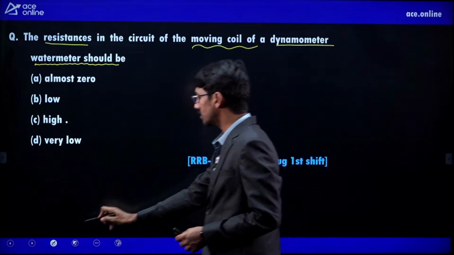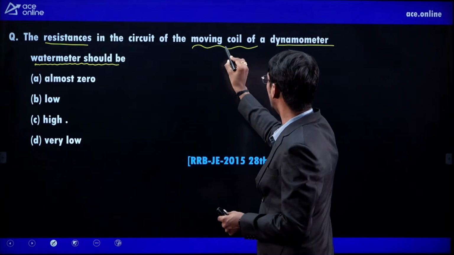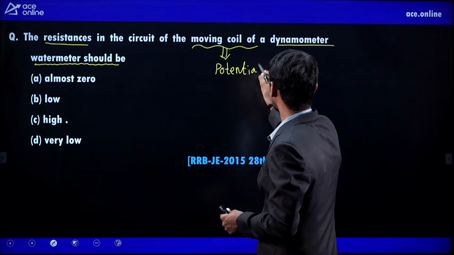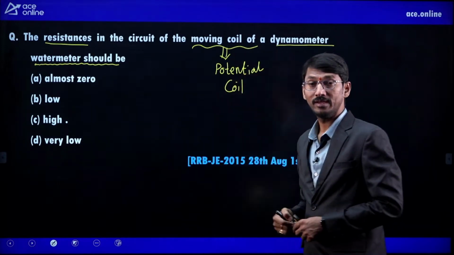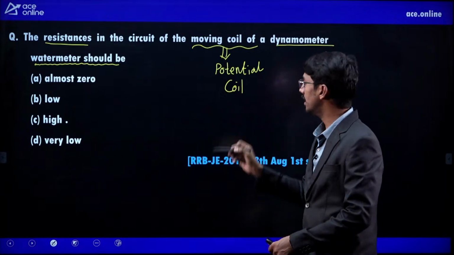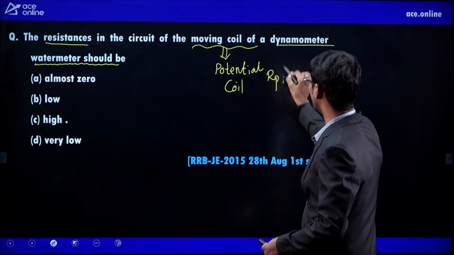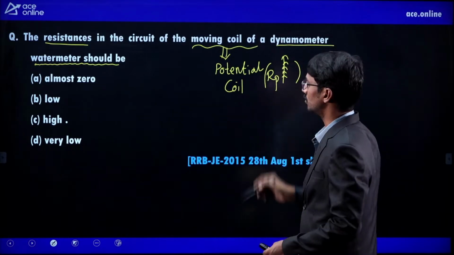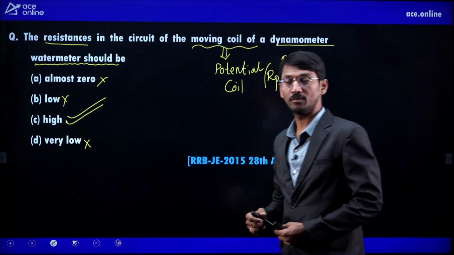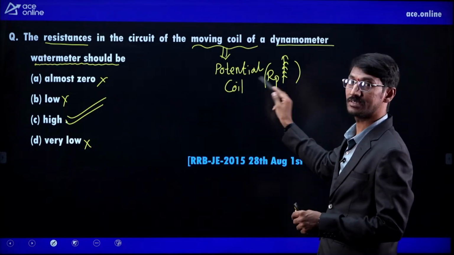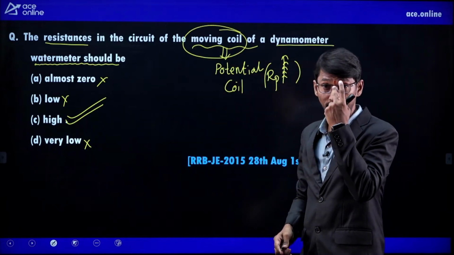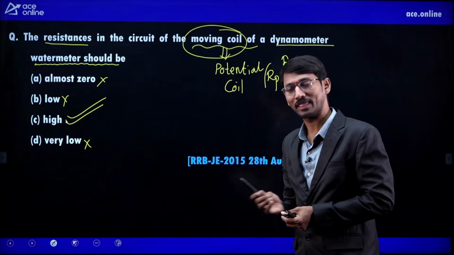Right. See, first of all, you are supposed to understand the question first. What is it? Moving coil. Which is the moving coil? Potential coil is the moving coil. In the wattmeter, current coil is a fixed coil, potential coil is the moving coil. So therefore, the potential coil should have very high resistance. So therefore, simply almost zero, low, very low, wrong. So simply high. Indirectly he is asking potential coil resistance is dash, but to confuse you, potential word is not given, only moving coil word is given. Moving coil is nothing but our potential coil only, right?